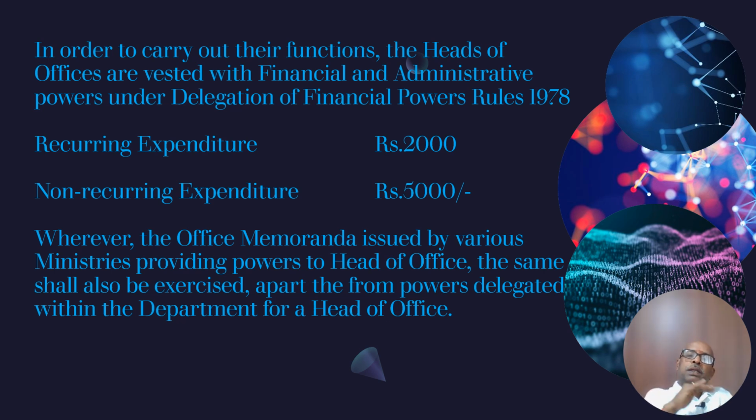So if an officer nominated as HO is of level 11 or more, the recurring expenditure you can make is 2,000 rupees within the power of HO, when there is no other power delegated to the particular authority. Department can delegate more power also. It is normal for all the departments. And non-recurring expenditure, 5,000 rupees. And for these, there is no financial concurrence required. Number one. Okay, what is recurring expenditure and what is non-recurring expenditure?